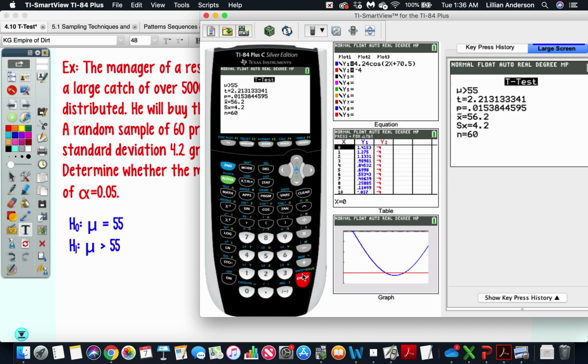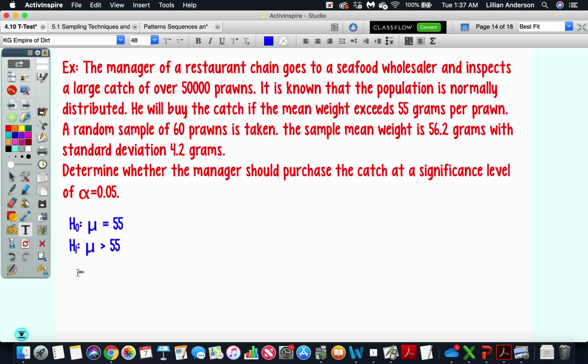Basically what it does, it gives us our test statistic of t, and it also gives us our p-value to let us know whether or not we're going to accept or reject the null hypothesis. So in this particular case, our p-value rounded to 3 significant figures is 0.0154. Remember, you start with your first non-zero number. So we're going to start with the 1. Our p-value is 0.0154.